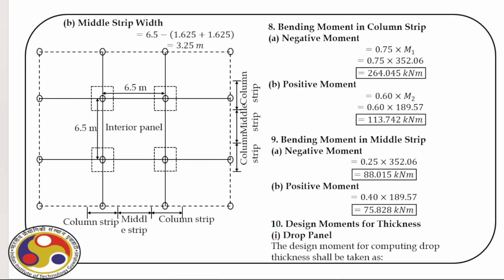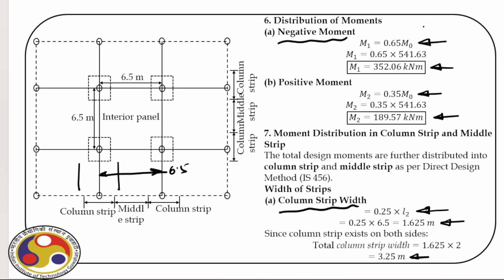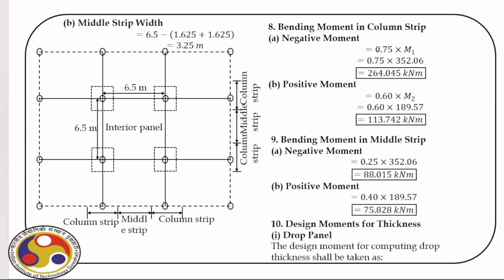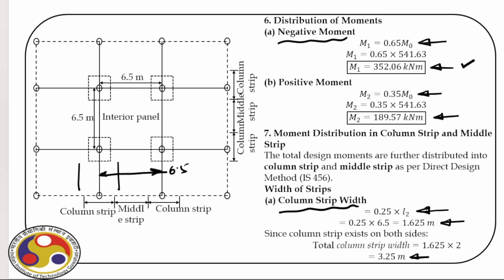Then the bending moment in the column strip. So the negative bending moment is 0.75 times M1. Recall M1 we have already evaluated here. So 0.75 times M1, which is 264.045 kilonewton meter. And then positive moment is 0.6 times M2, which is 113.742 kilonewton meter.